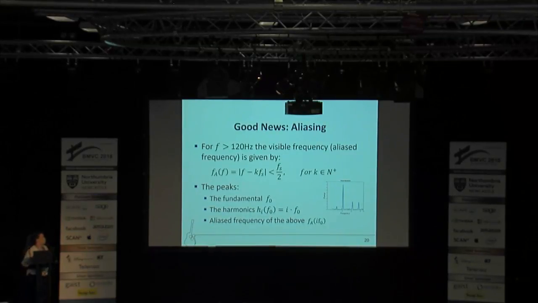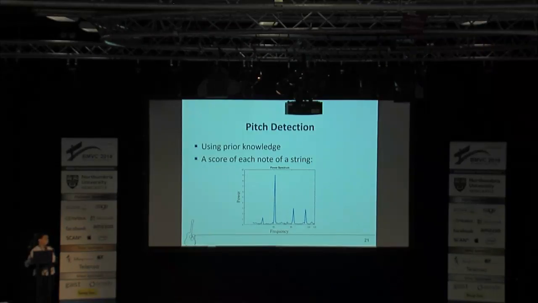We're not giving up. For frequencies above 120, there exists a frequency that we will see in the frequency domain, and it is called the alias frequency. So each of the peaks we will see in the frequency domain is either the fundamental frequency and the harmonics we talked about before, or aliased frequencies of one of the above. For example, this is a Fourier transform applied on a single temporal segment.